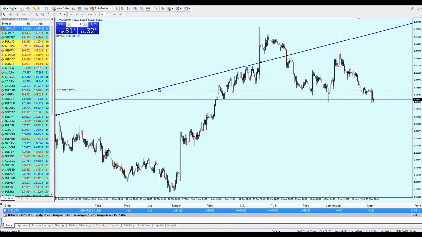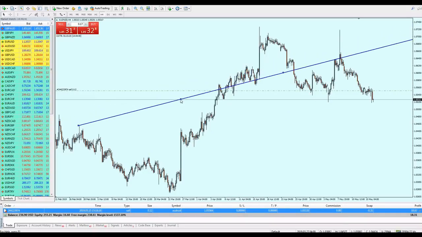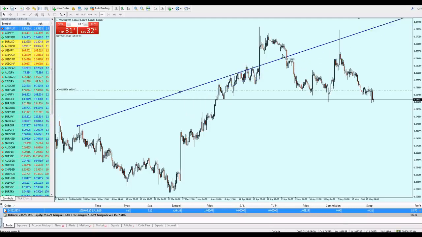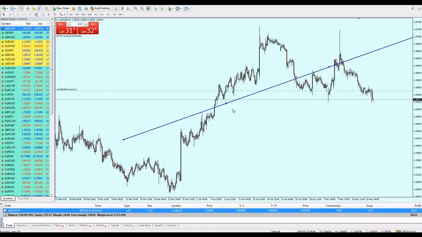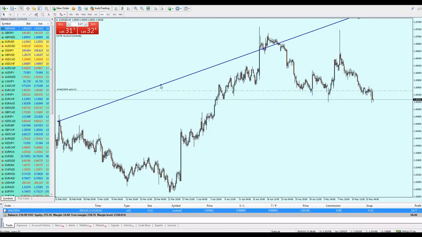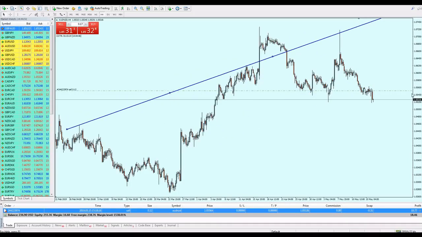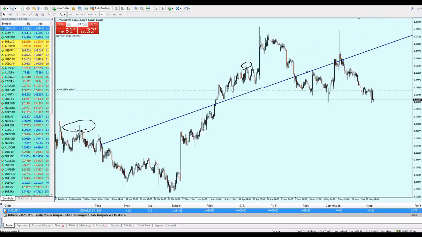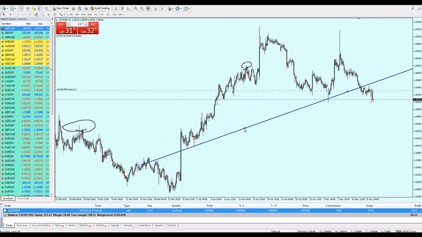Let me just be sure this is the one I drew or something else. I believe it was this one. Yes, exactly like that. I cloned the resistance trend line right from this high to this high, and then I simply dragged this trend line and placed it on this low here, from this end to this end. And you can see the perfect match.